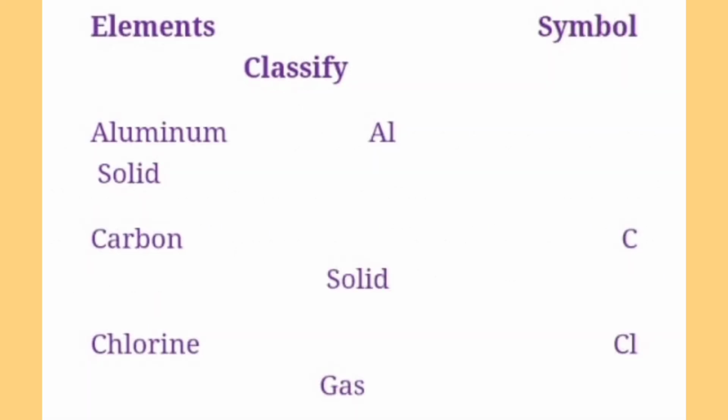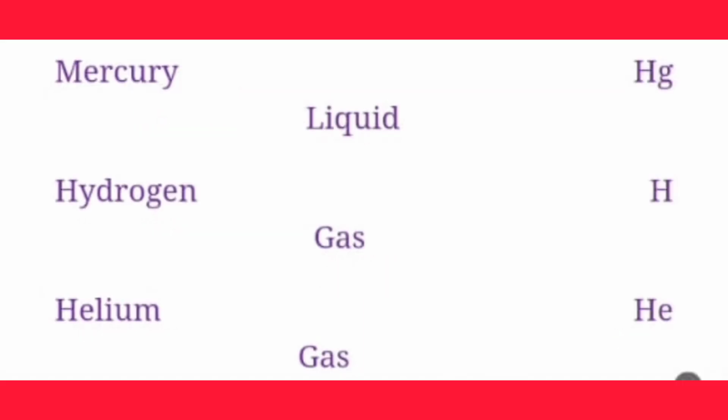Elements, classify symbol. Aluminium solid Al, carbon solid C, chlorine gas Cl, mercury liquid Hg, hydrogen gas H, helium gas He.